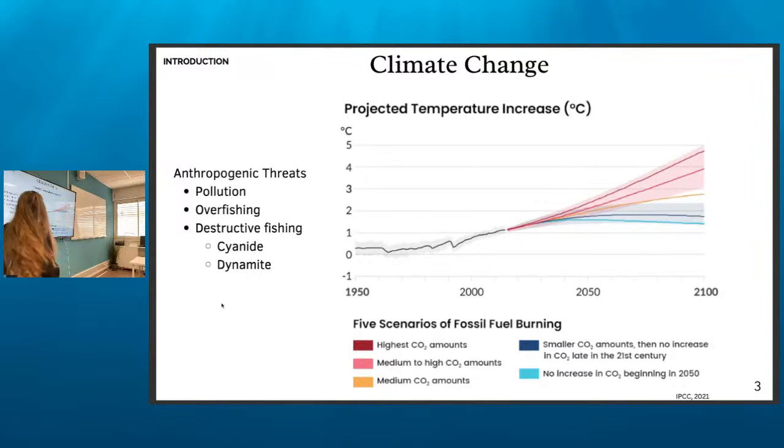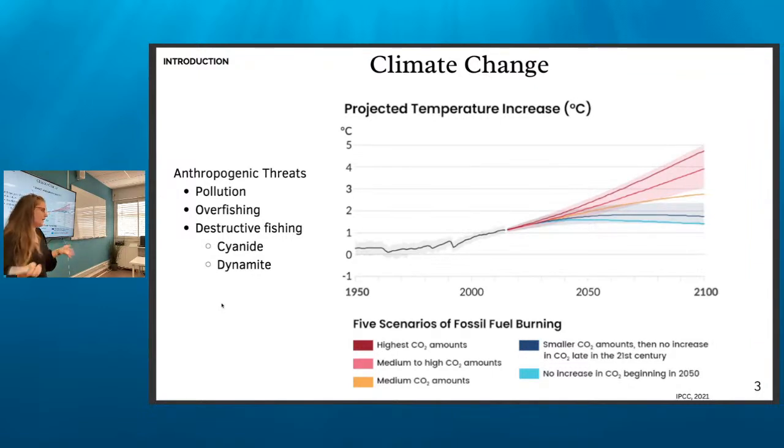So some of the anthropogenic threats, just to name a few, are going to be pollution, overfishing, and destructive fishing, including the use of cyanide and dynamite, which can be extremely detrimental for reefs. So as we can see on this giant graph, this is from the IPCC report of 2021, and it depicts the projected temperature increase while facing rapid climate change. So the best case scenario is depicted in blue, though it still results in a 1 to 2 degree increase in global temperatures. However, the worst case scenario depicts a 4 to 5 degree increase.